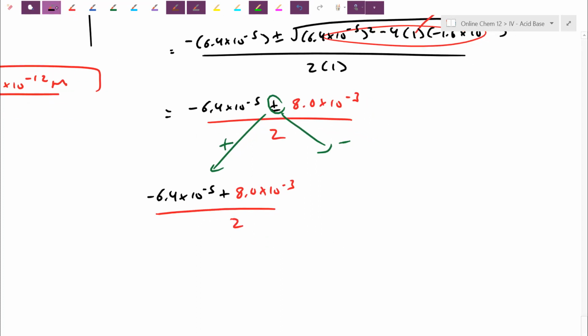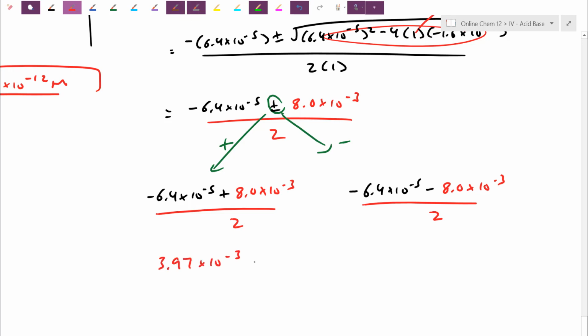So there's the plus side. The minus side is negative 6.4 times 10 to the negative 5. We're going to minus off that same 8.0 times 10 to the negative 3. You see it's a lot of math, a lot of work to actually get to this. So the add root here gives me, I'll give you more decimal places, 3.97 times 10 to the negative 3. That's one answer. Or the other answer is negative 6.4e negative 5 minus 8e negative 3, divided by 2, which gives you negative 4.03 times 10 to the negative 3.